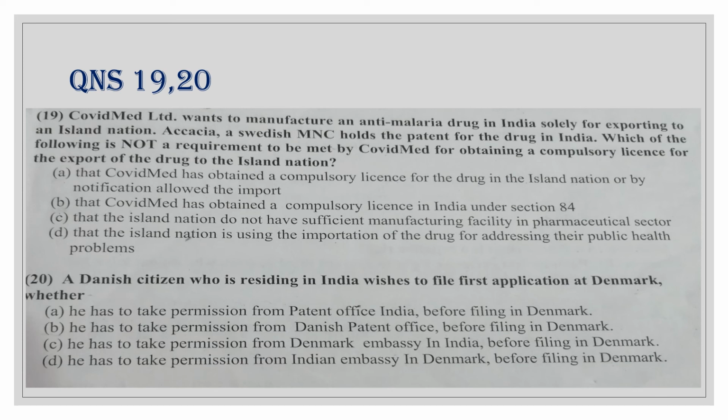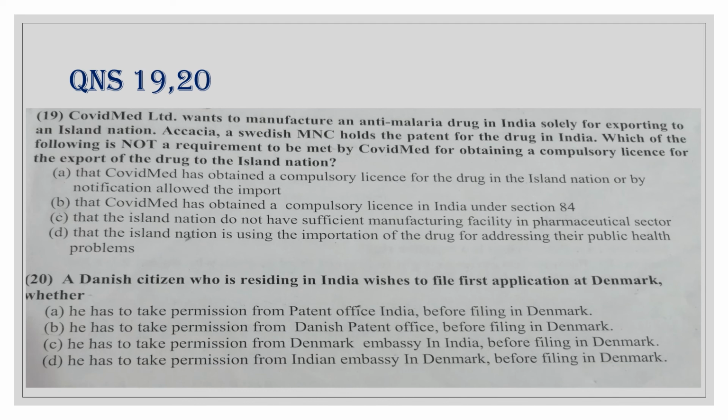Option C is that the island nation does not have sufficient manufacturing facility in the pharmaceutical sector. Option D is that the island nation is using the importation of the drug for addressing their public health problems. So friends, when you read all these 4 options, you can very well find out that option B is not a requirement to be met by COVID Med to obtain a compulsory license. That COVID Med has obtained a compulsory license in India under Section 84 is not at all a requirement.